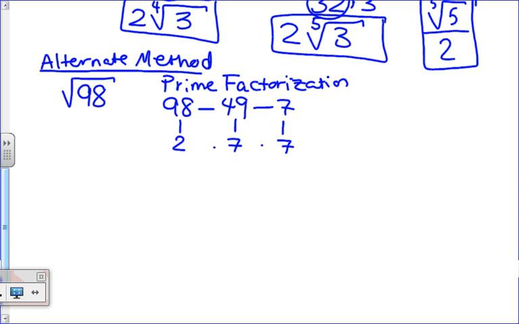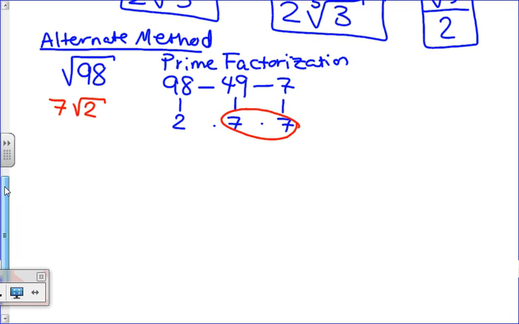The square roots, you are looking for 2 things together, and out comes 1. So 7 root 2. So 7 times 7 is 49. So the square roots, you look for 2 things together. For cube roots, you look for 3 things together. Fourth roots, 4.